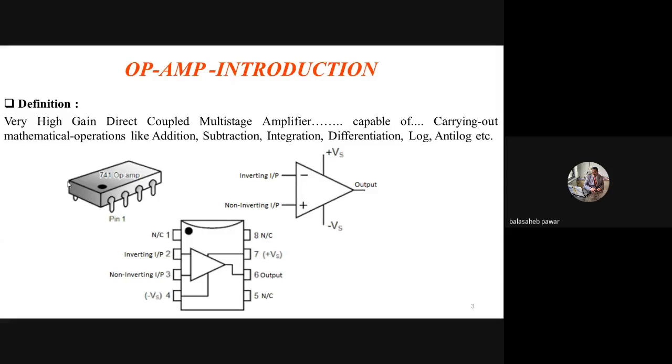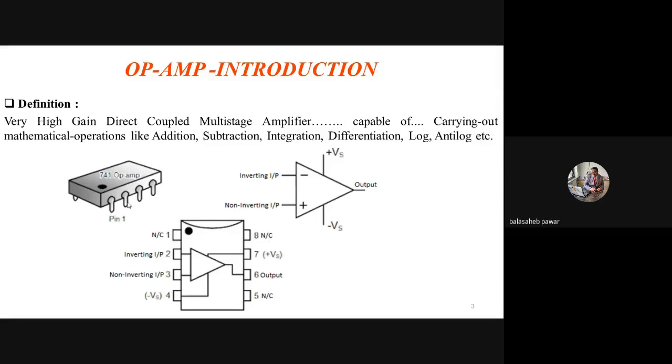But for this dedicated IC, that is the operational amplifier, the gain is very high. For example, if it is 741, this is a general purpose OPAMP, that number is mentioned over here. So it is known as a general purpose OPAMP. Even though this OPAMP is general purpose, its gain is 2 into 10 raised to 5.